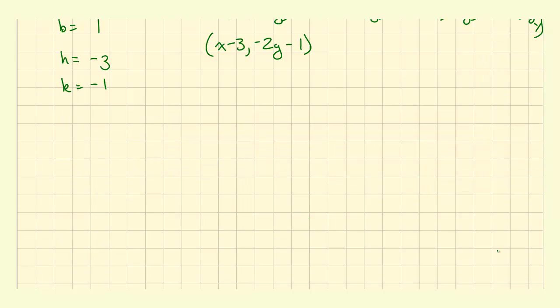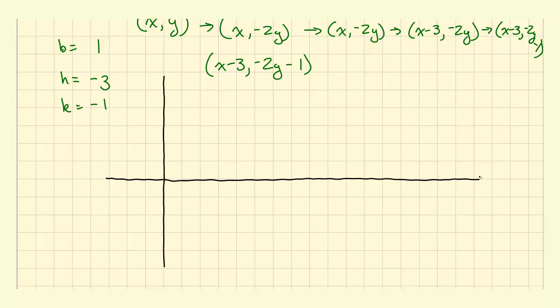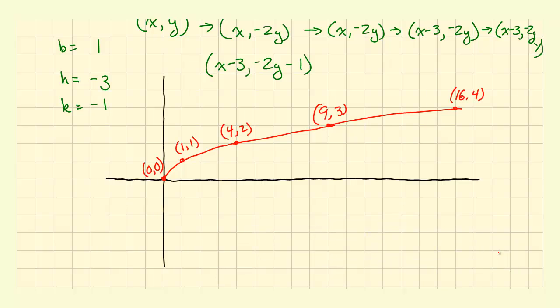Now to graph the transformed function, one option, my preference, is to graph the base function first and then transform it using the map. So I would start with a set of axes. I'd plot my base function, I'll just do that in red. That's the square root of x. So (0, 0), (1, 1), (4, 2), (9, 3), and (16, 4). Then I'd write the coordinates down for each of those points and transform each of them using this map.